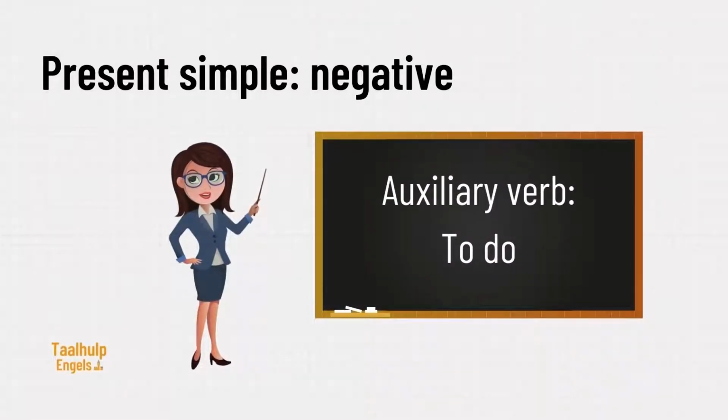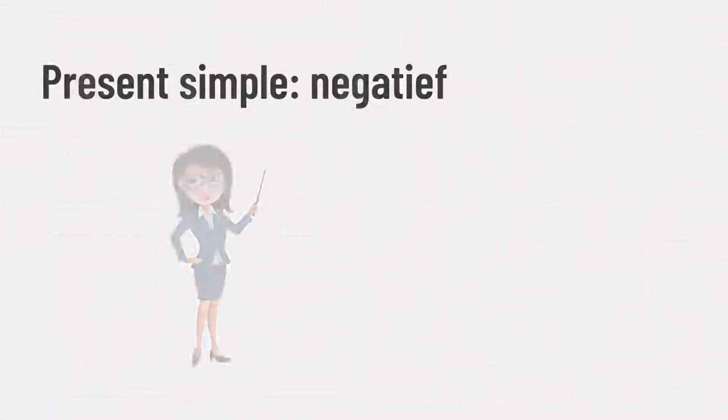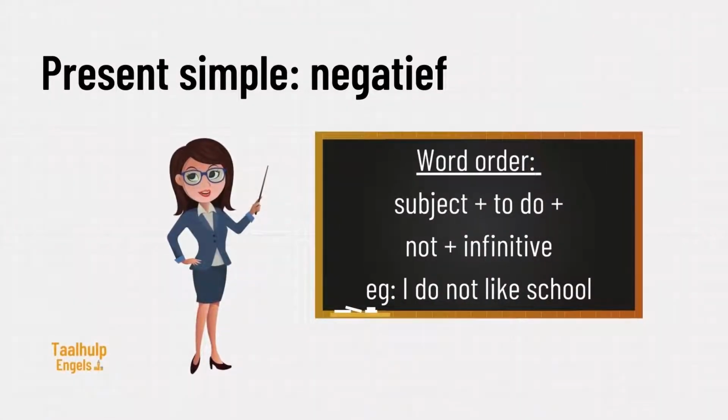If you want to make the negative form of the present simple, you need to use the auxiliary verb to do. The word order of negative sentences in the present simple is subject, to do, not, and infinitive. For example, I do not like school.